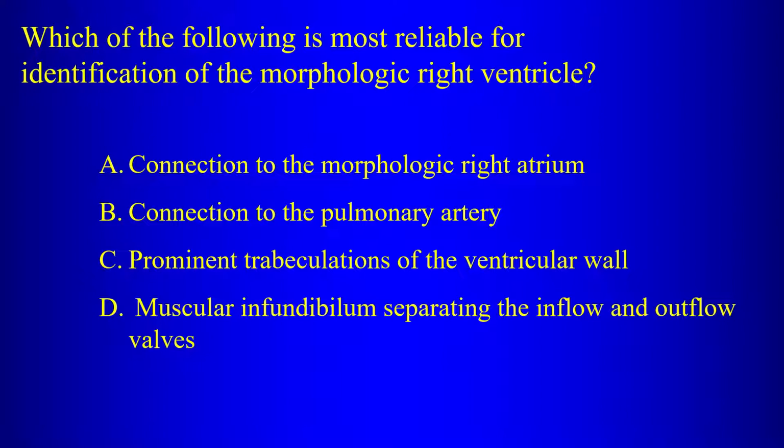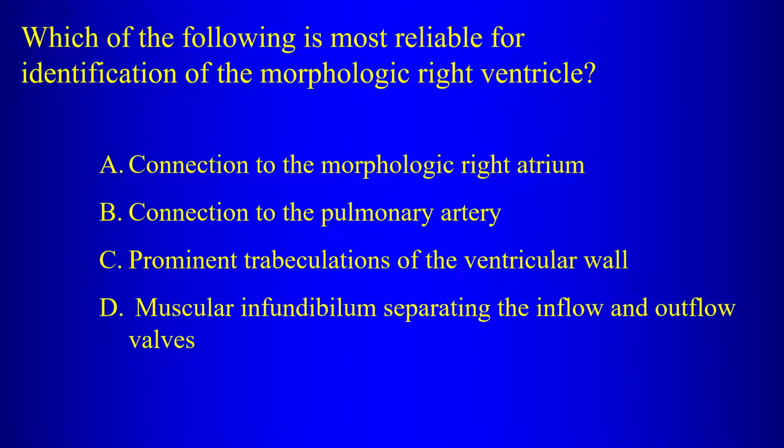Prominent trabeculations of the ventricular wall. In most cases, the right ventricle is more trabeculated than the left ventricle, but you can have a condition like non-compaction of the left ventricle, where the left ventricle becomes abnormally trabeculated and can be even more trabeculated than the right ventricle.